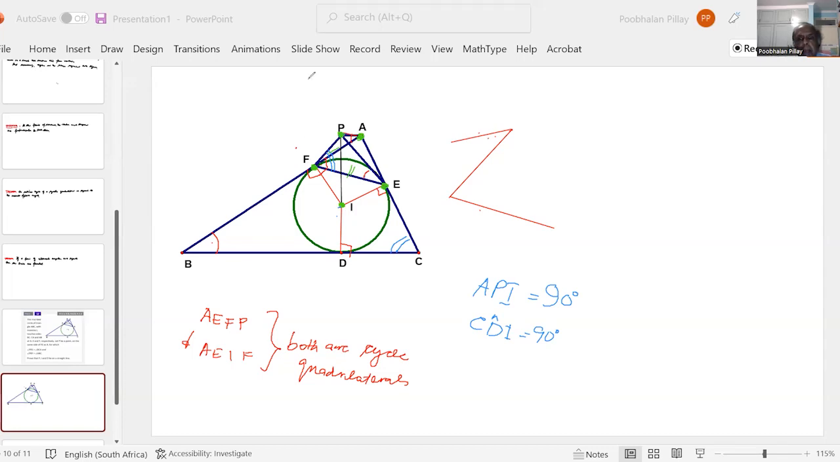So that is a very long way of doing this problem. Okay, but it involves a lot of circle results, and it's quite a difficult problem. But I hope when you go through it, I hope you understand it.